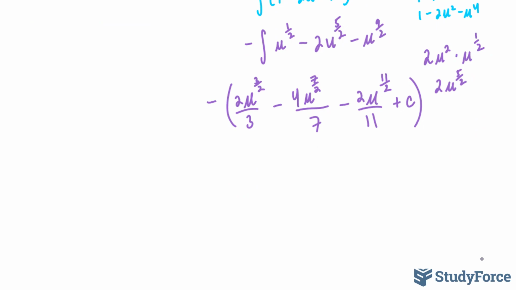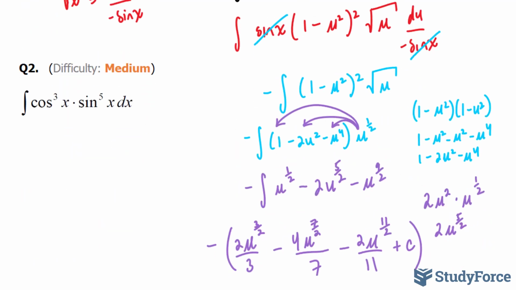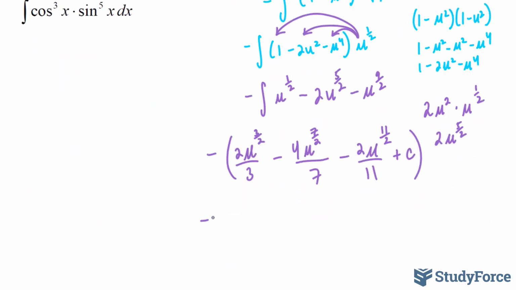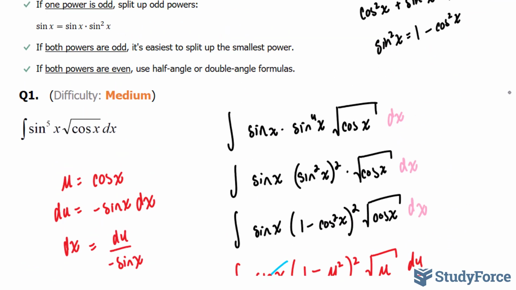Now, I have to substitute back what my u was originally. And my u originally was cosine x. So I have negative 2 times cosine x to the power of 3 over 2 over 3 plus 4 cosine x to the power of 7 over 2 over 7 and plus 2 cosine x to the power of 11 over 2 over 11 plus c. Anyway, that right there is the answer, or the integral, of question 1.